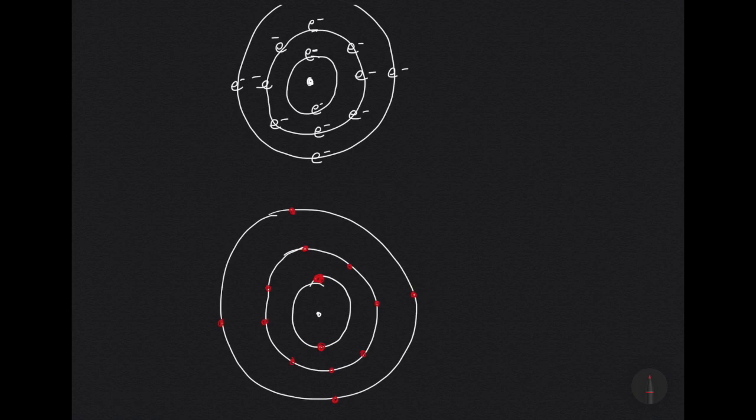So for your assignment, children, go to page number 61 and draw the diagrams of the first 21 elements that are given there. You do it in your copies and submit it day after tomorrow.